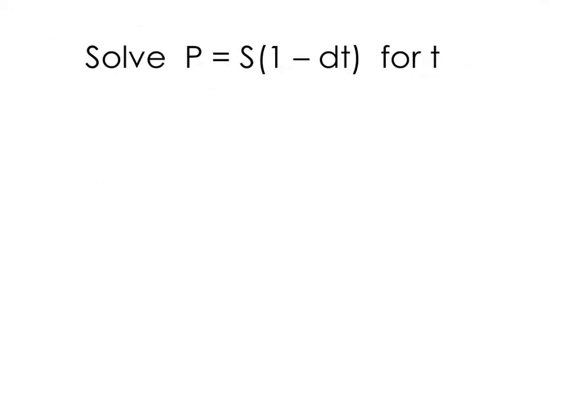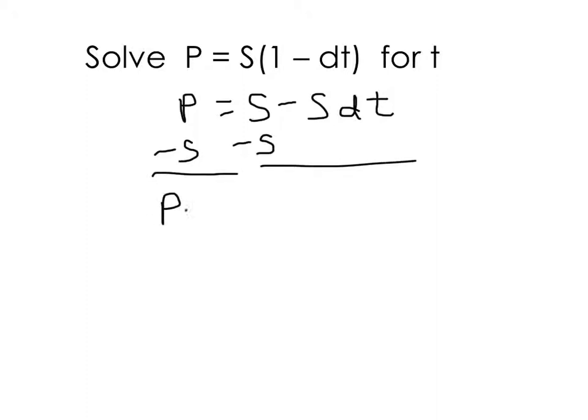In this case, we want to solve for t. So we don't have any fractions to clear. We'll go ahead and simplify both sides. How about we go ahead and multiply out by s. Use the distributive property. That gives us s minus s d t. We're solving for t, so we want to get the t term by itself. We don't want that s there. Let's subtract s from both sides, and that gives us p minus s equals negative s d t.